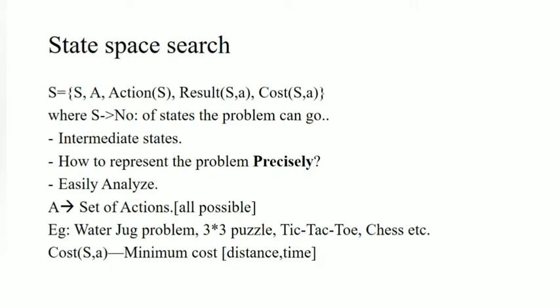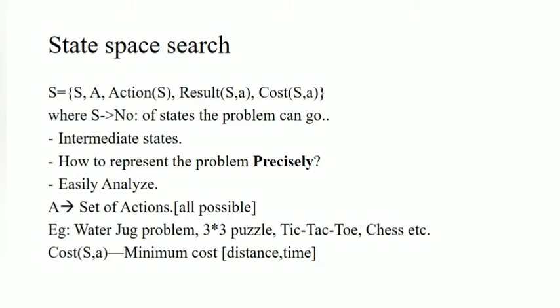For example, when you are playing a water jug problem, or a 3x3 tile puzzle, or a tic-tac-toe game, or chess, here you may have a time factor that can be encountered, or it may not be included. That also comes in chess. And the cost is the minimum cost. Whatever the problem, when you want to solve it, the minimum cost has to be reached. Only then do we say that the problem solving is perfect, or precise, right?